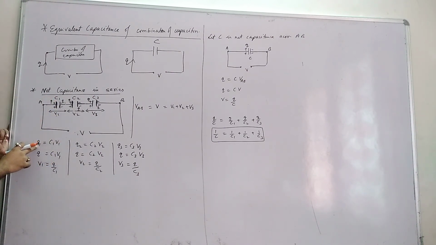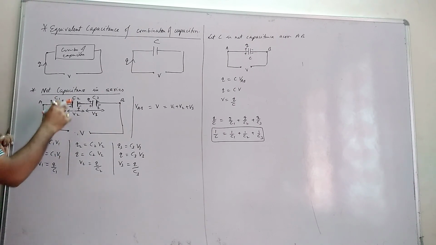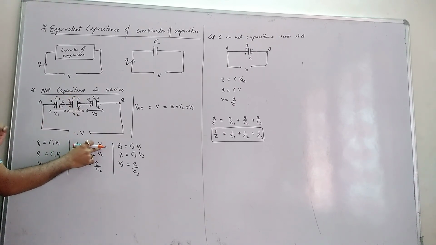Now what is Q1? Charge in C1. So what is charge in C1? Q. So I am writing Q. But we are starting from here so that there is no confusion. C1 we will write as C1, V1 is V1 only. Potential difference across C1 is V1. From there what do we get for V1? Q by C1. Similarly for C2, Q2 equals C2 V2.